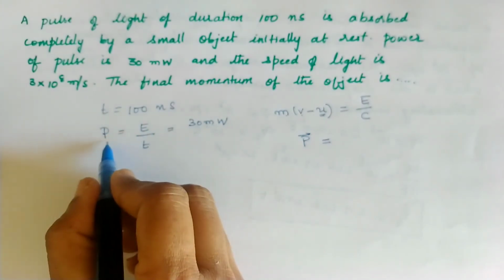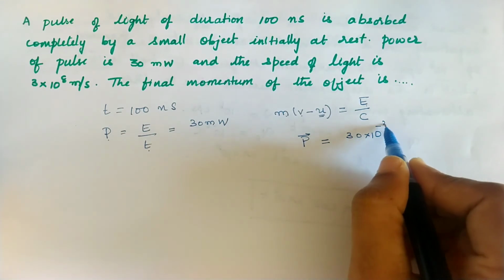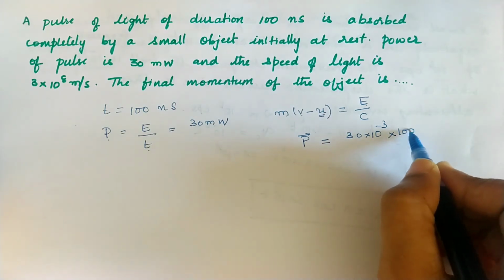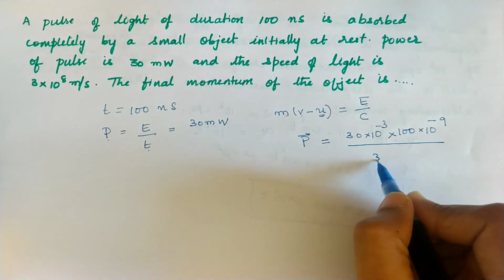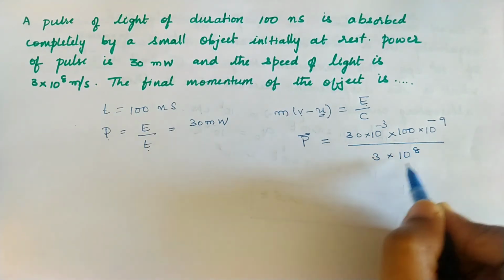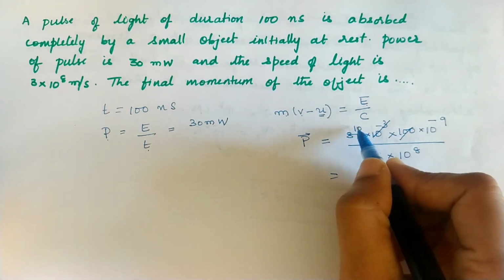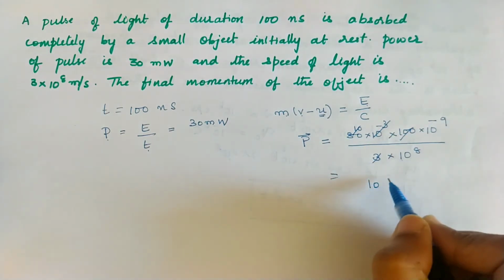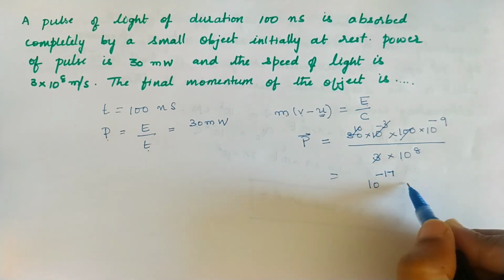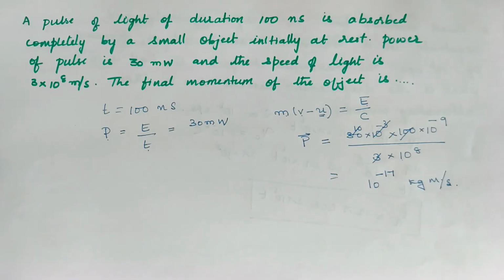Find out the value of E, it is power into time. 30 milli is the power, into time 100 nano, divided by C, 3 into 10 to the power 8. Simplify. Plus 3 and minus 3 get cancelled. 10 power minus 9 by 10 power 8 is 10 to the power minus 17 kg meter per second.